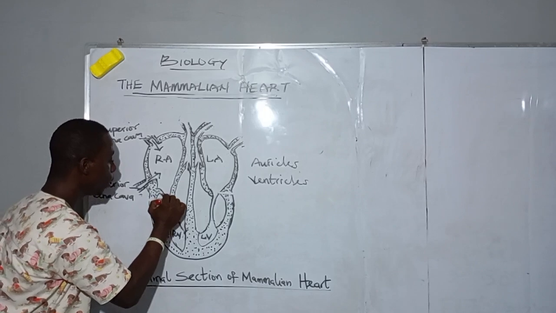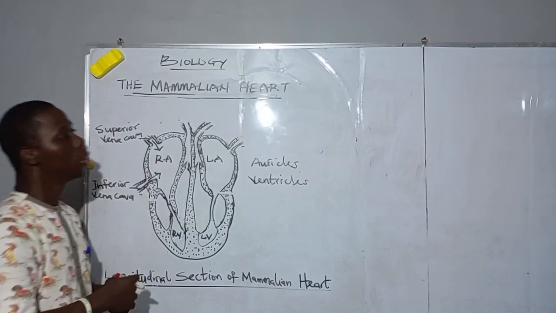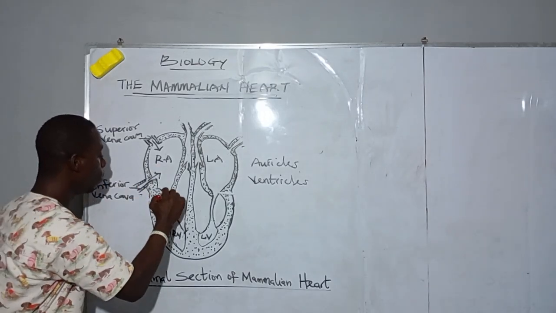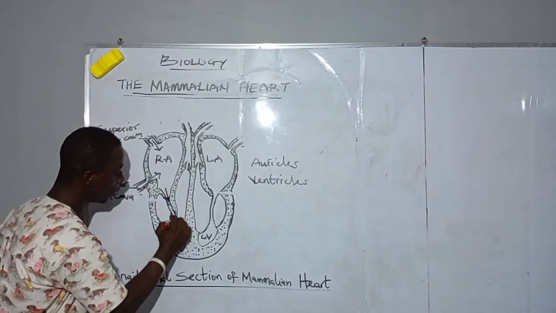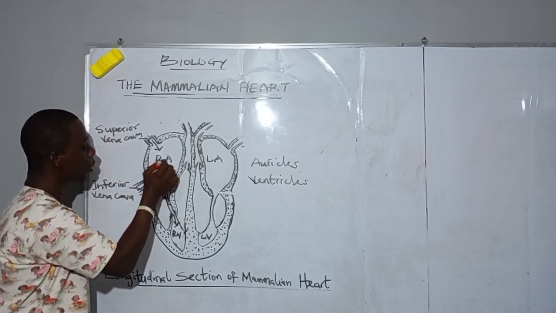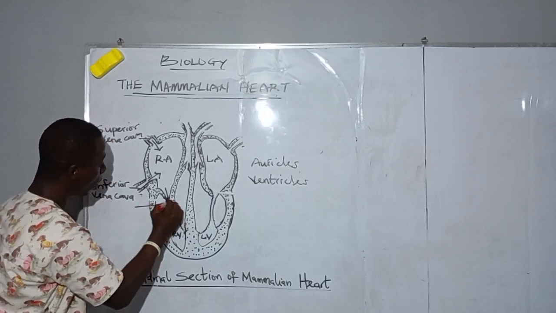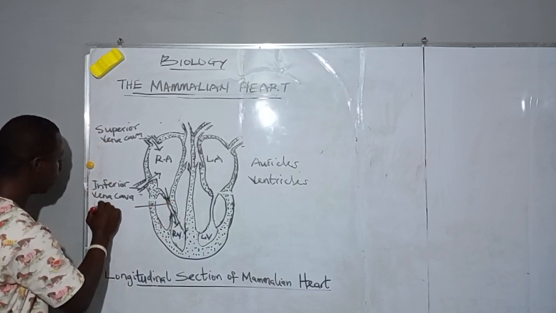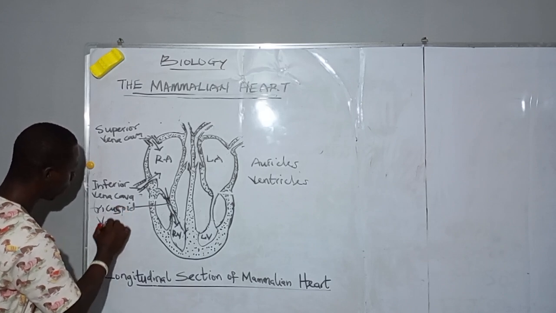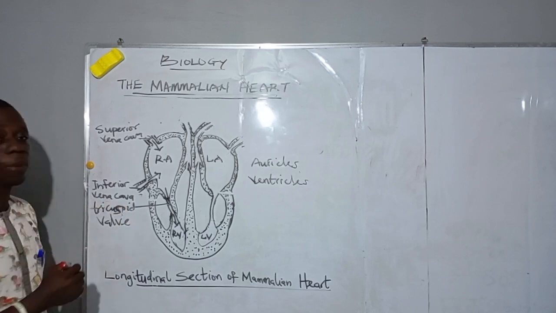So the blood from the right auricles during diastole, that is the contraction of the auricles, moves to the ventricles. Then in between the right auricles and the right ventricles, we have a valve called the tricuspid valve.